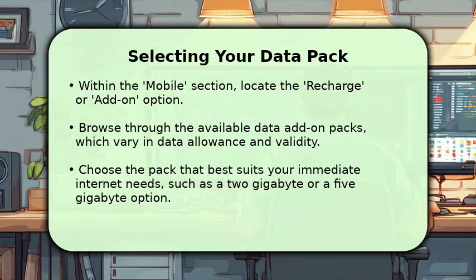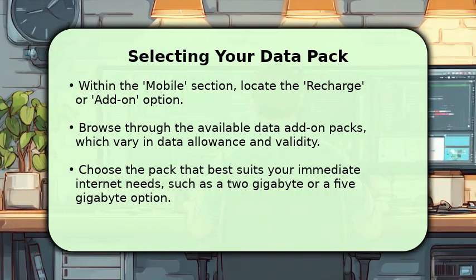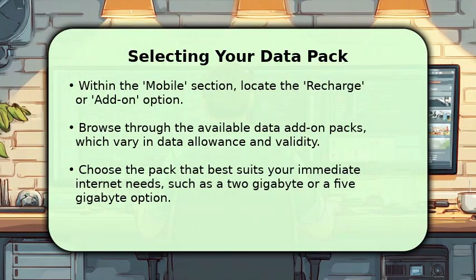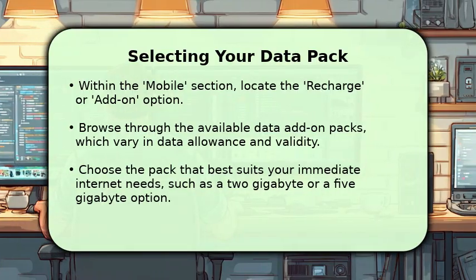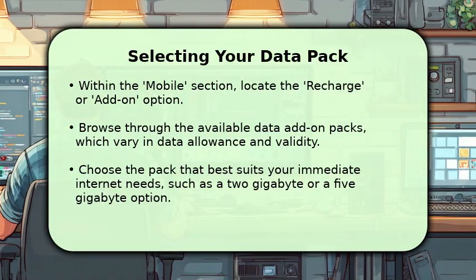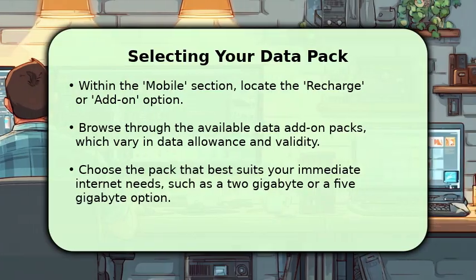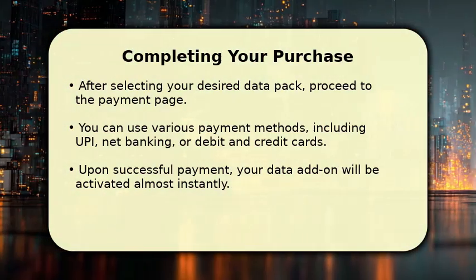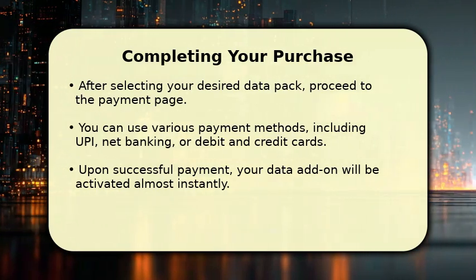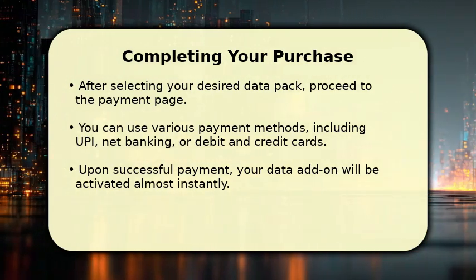Here, you will see a variety of data add-on packs, offering different amounts of data, like 1 gigabyte or perhaps 10 gigabytes. Carefully review the details of each pack, including its price and validity period, before making your selection to proceed. After you have chosen your preferred data add-on, you will be directed to the payment gateway.